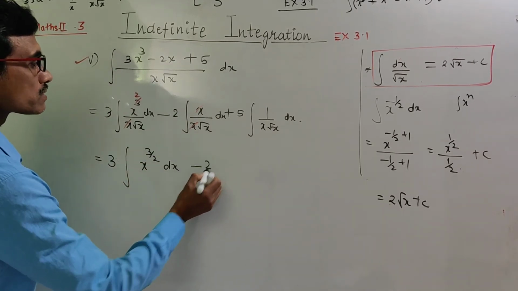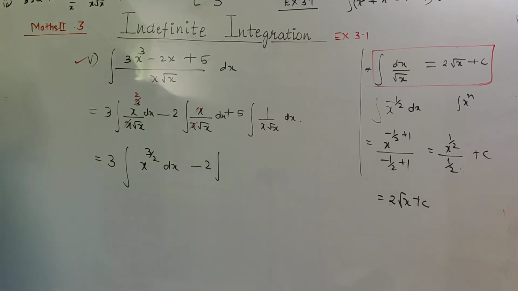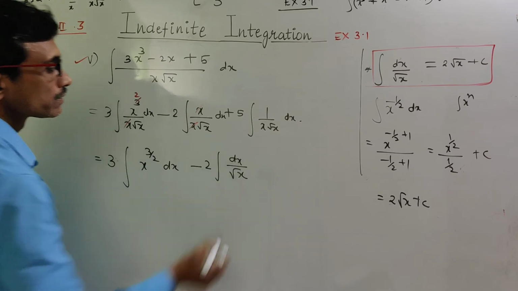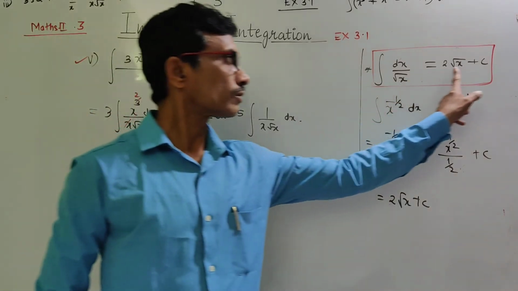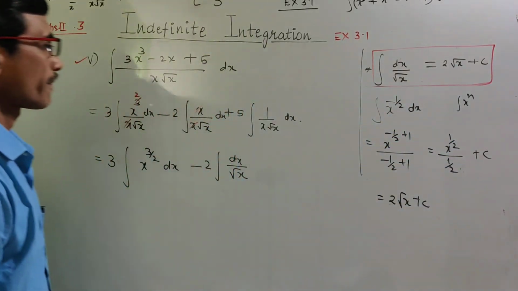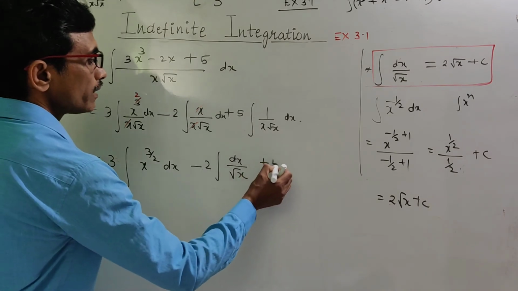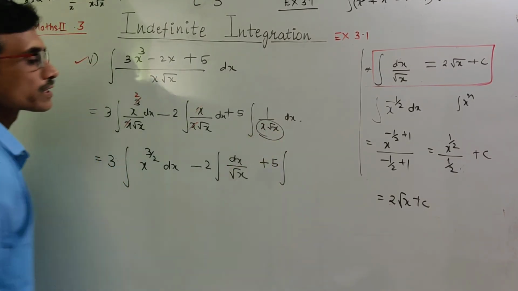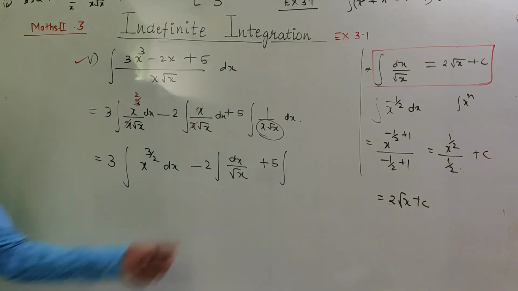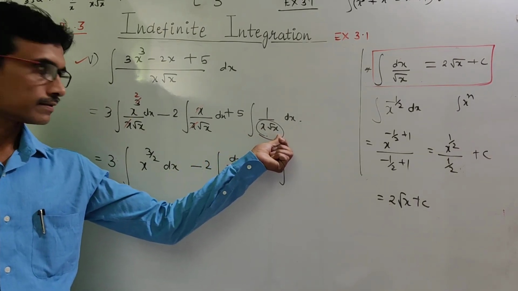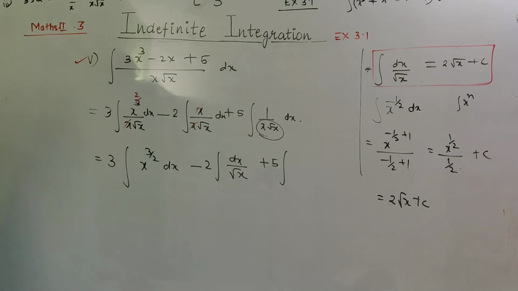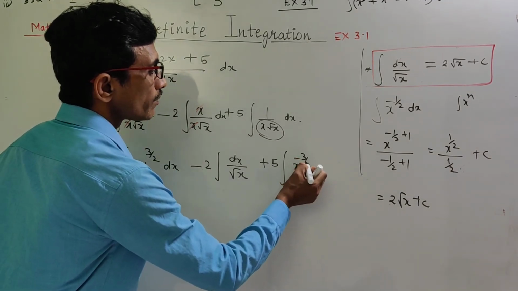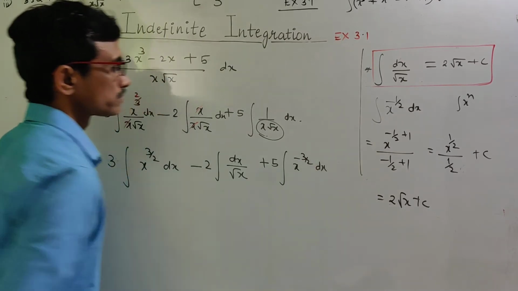minus 2 times integral of dx upon root x. We apply this formula, dx upon root x is 2 root x, plus 5 into dx upon total index will be x raised to power 3 by 2 x root x, that is x raised to power 3 by 2 in the denominator, it will go in the numerator, minus 3 by 2 dx.